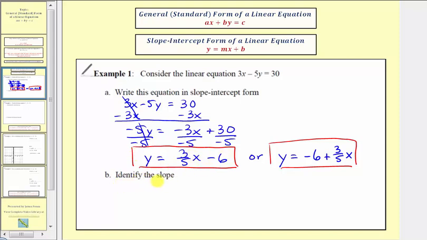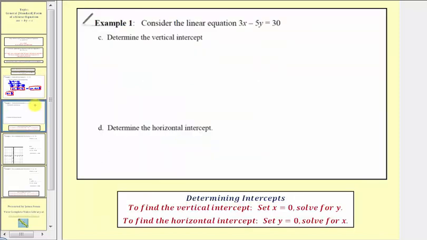For part B, we're asked to identify the slope. Well, now that we have the equation in slope-intercept form, remember the slope is equal to m, which is the coefficient of x. And therefore the slope of this line is 3/5. Part C, we're asked to determine the vertical intercept, and we can do this two ways. We know the linear equation in slope-intercept form is y equals 3/5 x minus 6. So in this form, notice how b is equal to negative 6, and therefore the vertical intercept would be the ordered pair 0, negative 6.